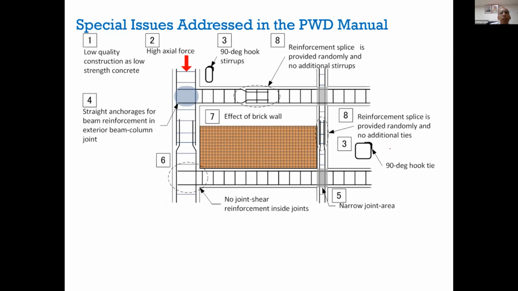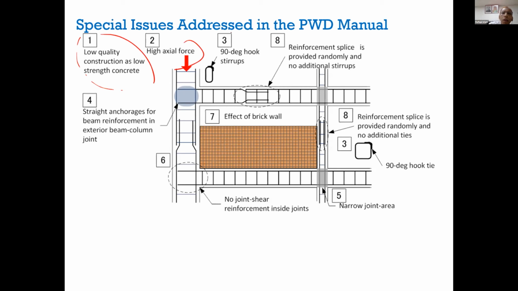In preparation of the BNBC and the PWD manual, we have found some problems. We studied those problems, and we have also addressed them in our manual. The problems are low quality construction, that is, low strength concrete and high axial force. This is another problem in our country.